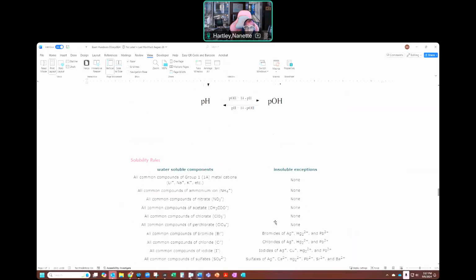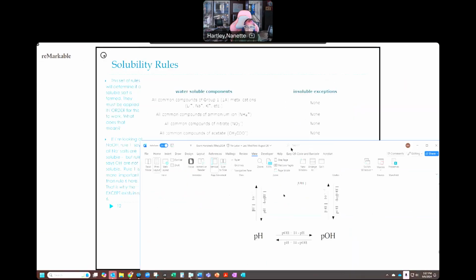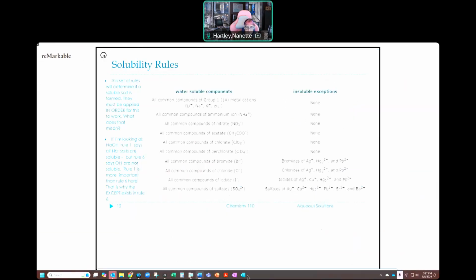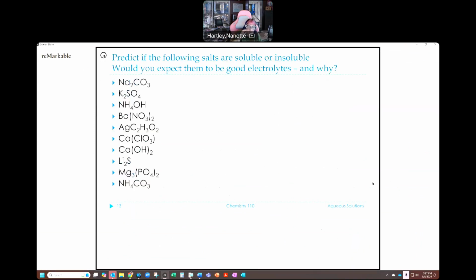So those are the solubility rules that we talk about when we talk about whether or not it's soluble. These are the rules that I'm expecting you to use to determine the solubility of these materials. They are available on the test. You are expected to use them, so you need to know how to use them. So I want you to practice.